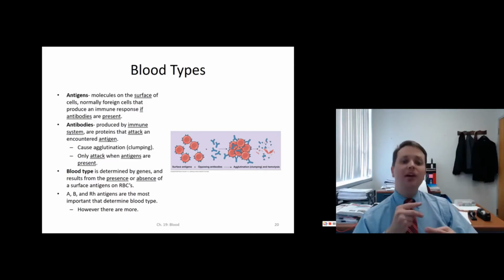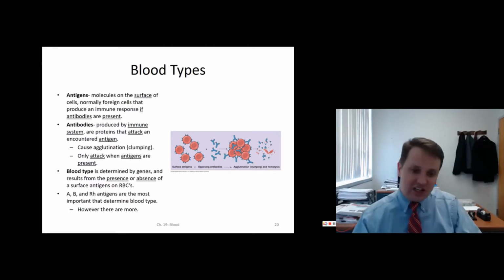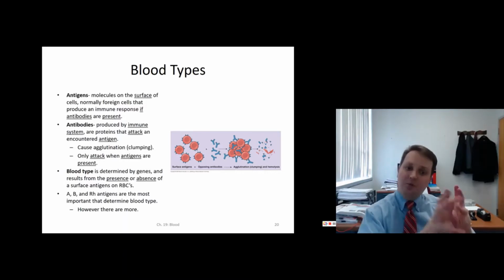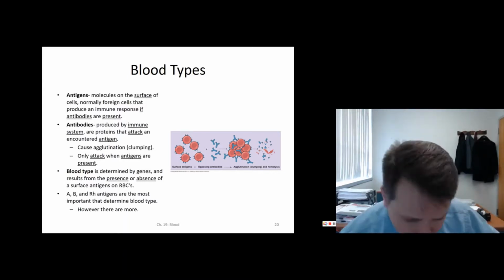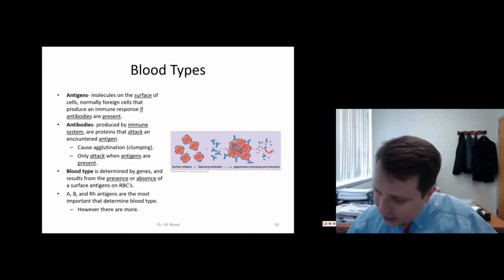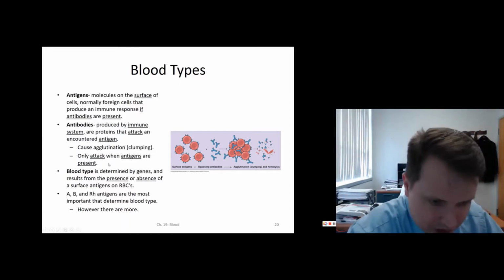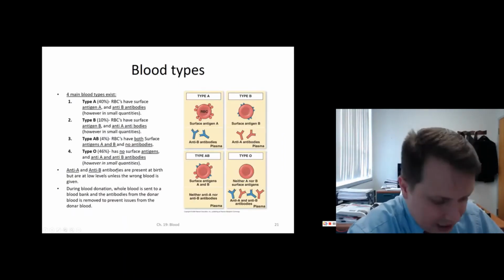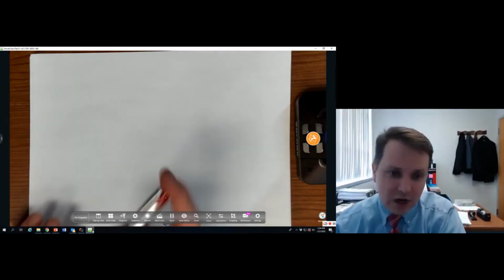And one's blood type, though determined by DNA, by genetics, by one's genes, determines the presence or absence of certain antigens. Now, the ones we're going to talk about are the A, B antigens and the Rh antigen, but there are others. Now, to do this, what I do want to talk about is the blood types. I'm going to go to this first, and we're going to start off here with my blood types.